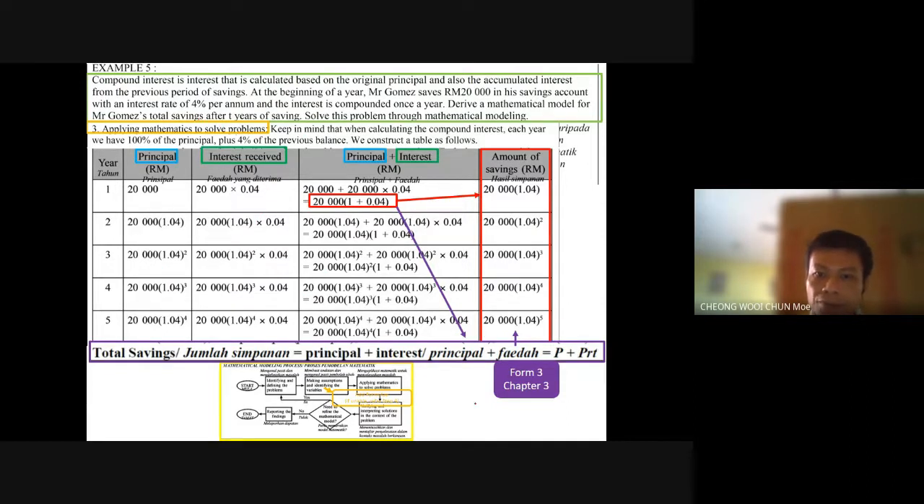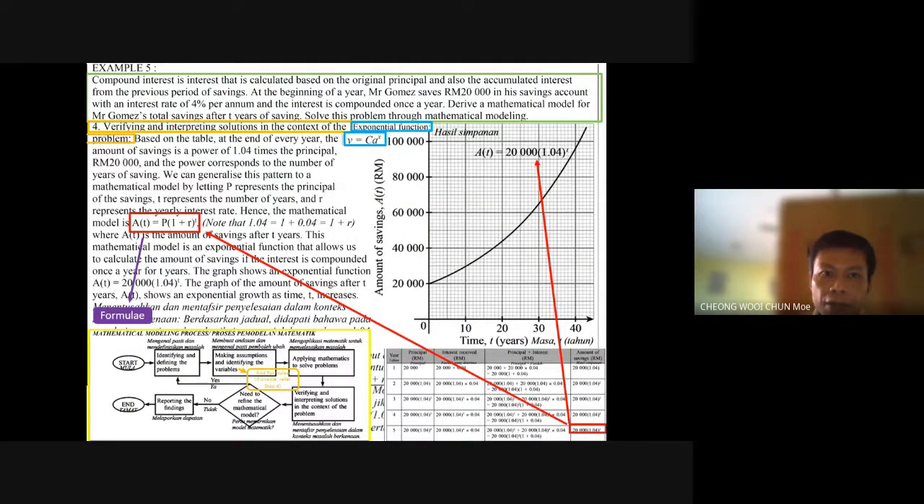It just says after 2 years. After getting the table, we can proceed to step 4, verifying and interpreting solutions. From there, you can retrieve the formula. Step 4, verifying and interpreting the solution in the context of the problem. From the table, we can also create the graph to find what kind of function it is. Is it a linear graph, a quadratic graph, or an exponential graph?